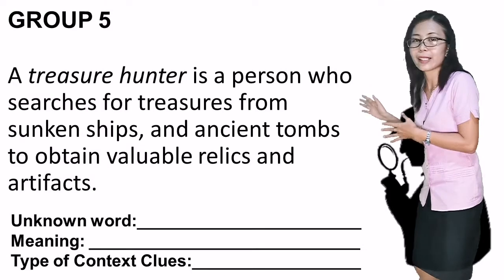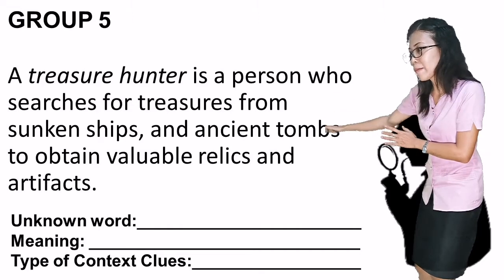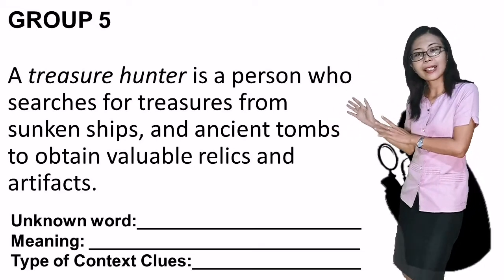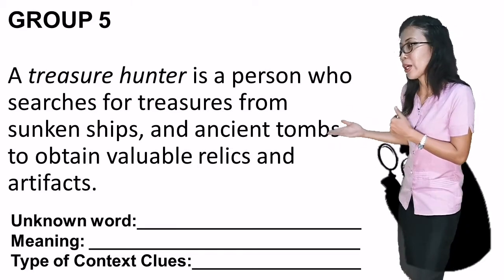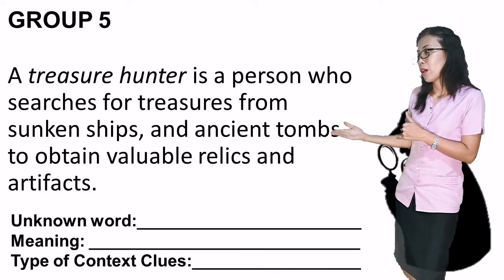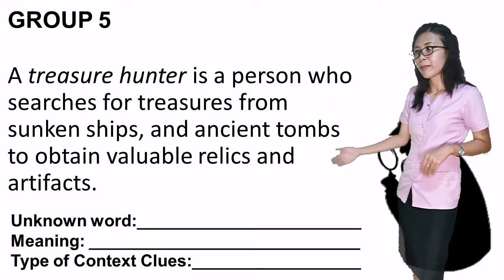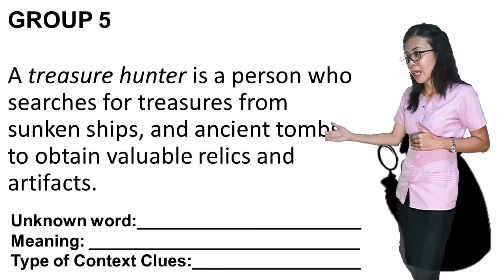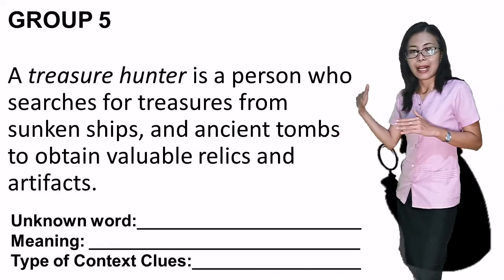Bravo, group 4. Next, the last group is group 5. The sentence is, a treasure hunter is a person who searches for treasures from sunken ships and ancient tombs to obtain valuable relics and artifacts. Actually, the sentence is defining something, and what we defined is the treasure hunter, a person who searches for treasures. So the unknown word there is treasure hunter, and the meaning is a person who searches for treasure from somewhere else. And the type of context clue we use is definition, explanation, or description clue.